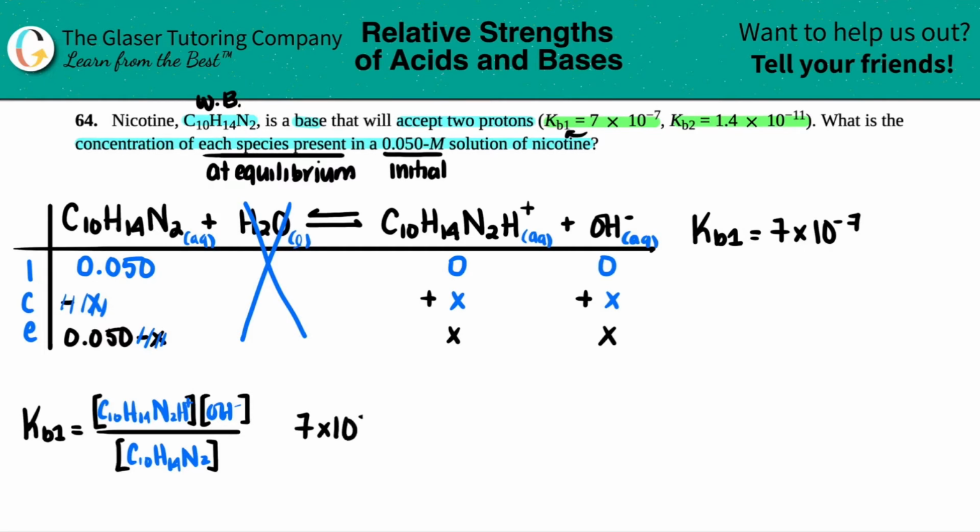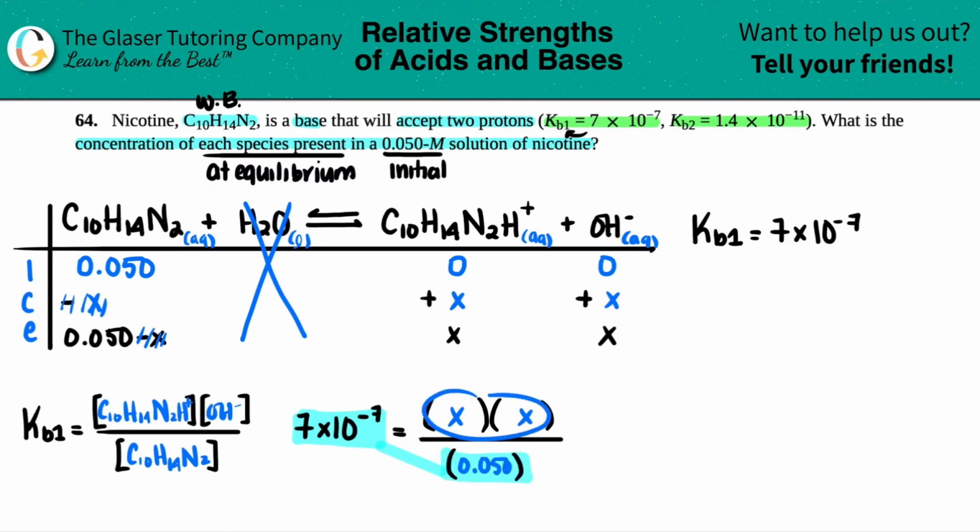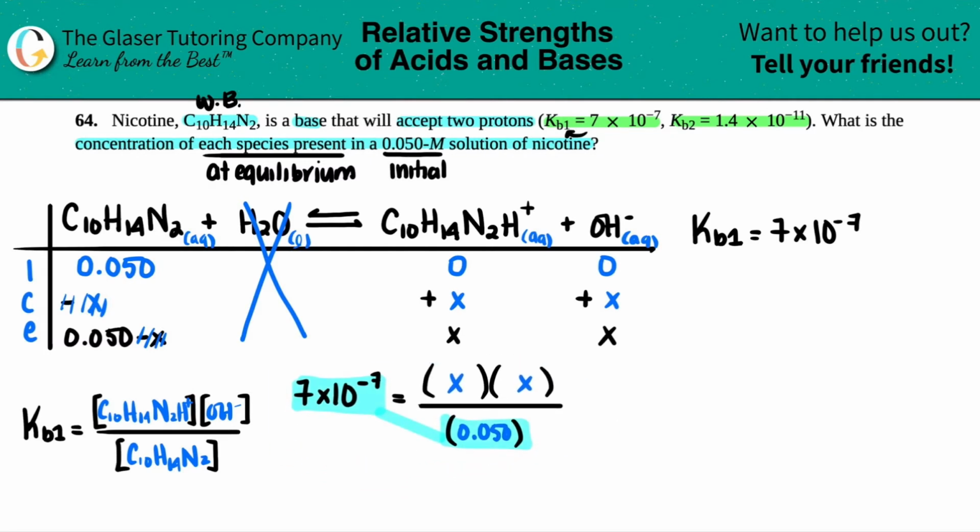7 times 10 to the negative 7th equals something divided by something else. It's your 2 products divided by your 1 reactant at equilibrium. So it's x times x, right? X times x divided by 0.050. Cross multiply. So it's the 7 times 10 to the negative 7th times this equals x squared. So x squared equals 7 times 10 to the negative 7th times 0.05, which is 3.5 times 10 to the negative 8th.